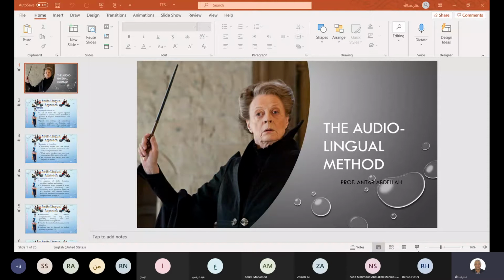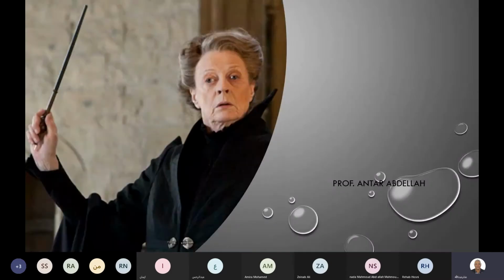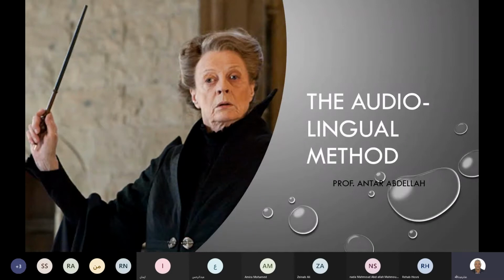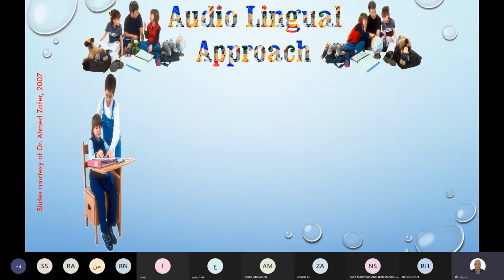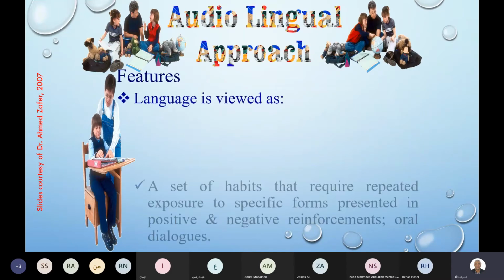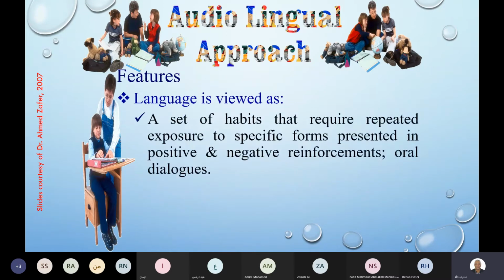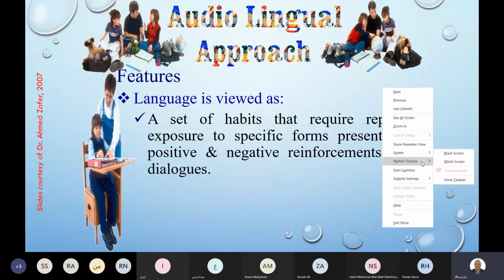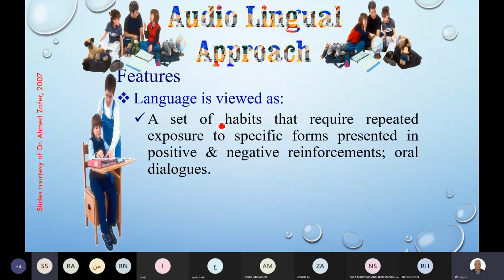So we start by saying the audiolingual method. From its name, audio means that it will focus on the auditory skills, which are speaking and listening more than reading and writing. The first feature is that it sees language not as grammar and vocabulary, as in the grammar translation method, but as a set of habits. Language is a habit formation that requires repeated exposure to different forms of the language presented in positive and negative dialogues.